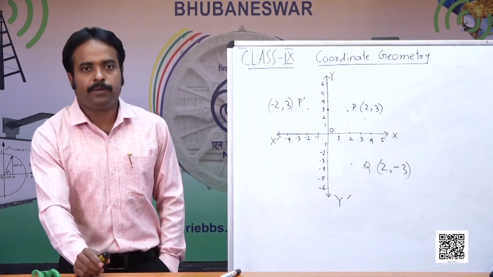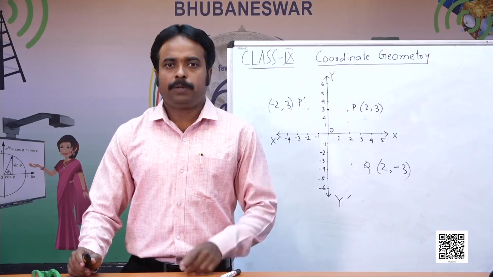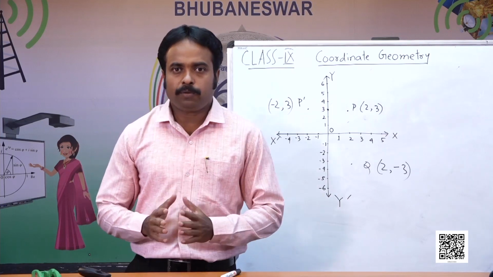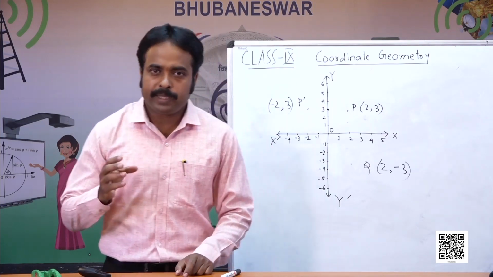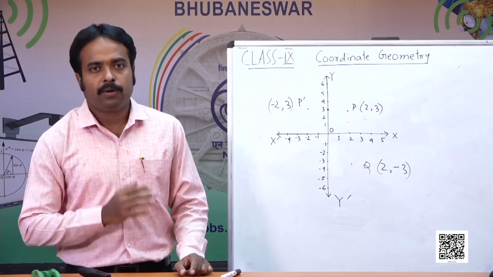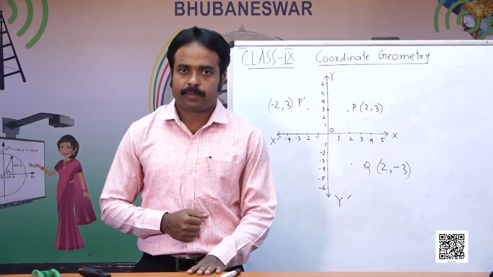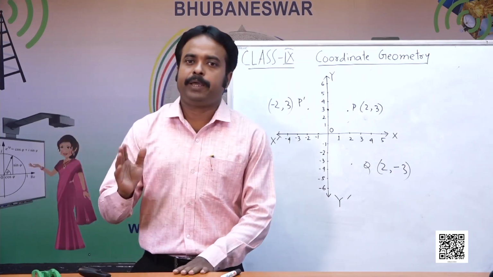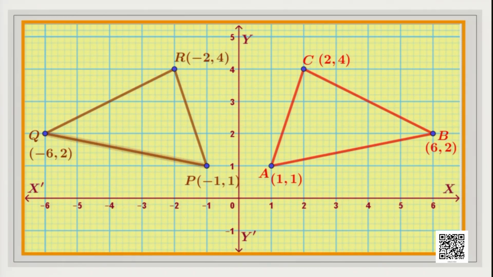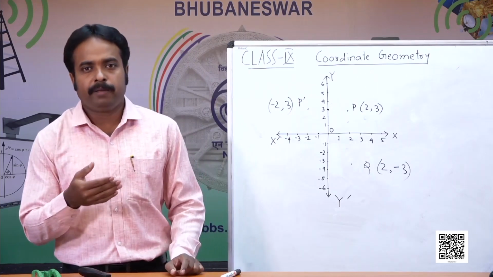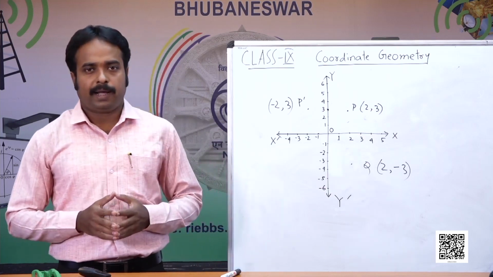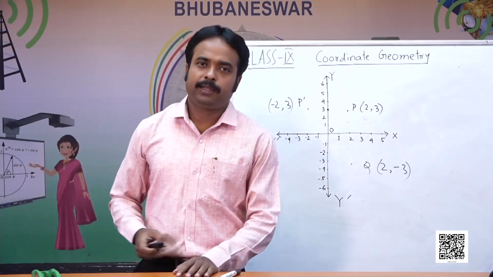Now, I may give you one more assignment. Before giving this assignment, I may ask what would be the image of this triangle ABC with respect to the x-axis. Just now we found the image of ABC with respect to the y-axis. Now it would be your assignment to find the image of the triangle ABC with respect to the x-axis. I think, students, you can easily do it.